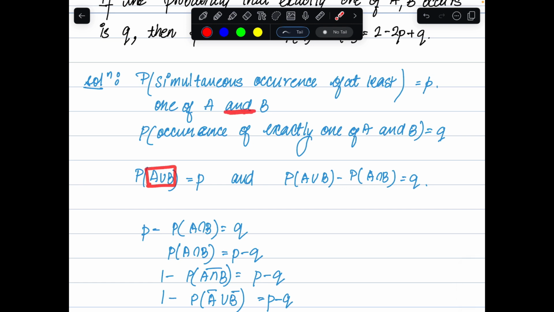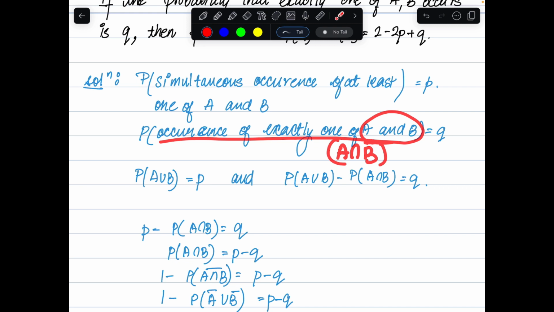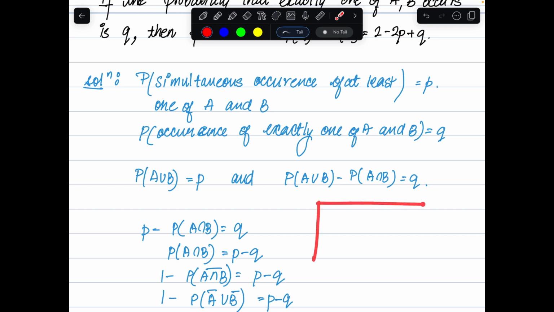It's at least: either A should happen or B should happen or both can also happen. It's P. Next is the occurrence of exactly one. Only one should happen. That means if A is happening, B should not happen, union, if A is not happening, then B should happen. The same thing can also be written another way. If you look very carefully here, I'll just draw it.